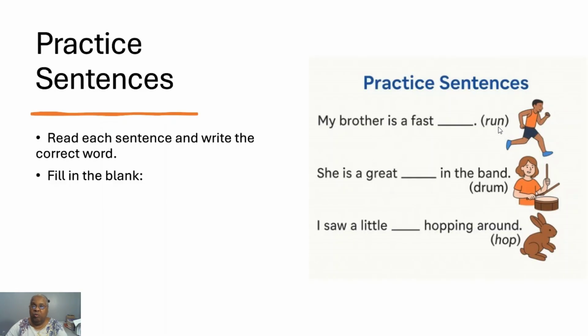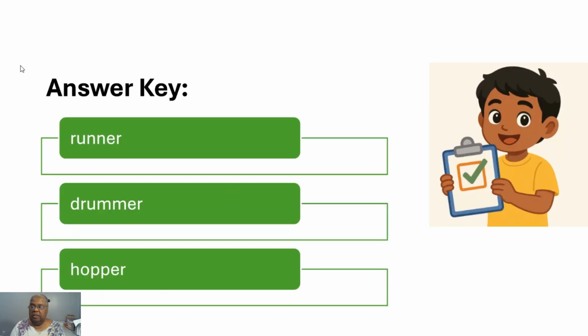Here are the base words that you will use: run, drum, and hop. Please pause the video to work at your own pace. The answer key will follow. The answer key. The first answer is runner, the second answer is drummer, and the last answer is hopper. Great job.